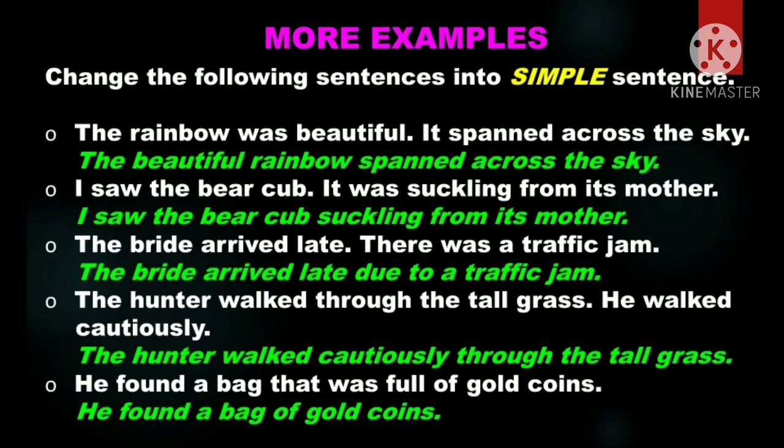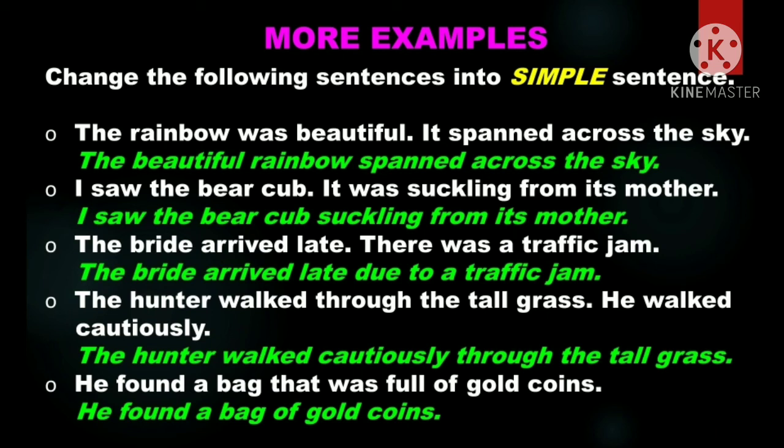The first one is change the following sentences into simple sentence. Look at the example. The rainbow was beautiful. It spanned across the sky. When it changed as simple, then "the beautiful rainbow spanned across the sky." I saw the bear cub. It was suckling from its mother. When it changed as simple, then "I saw the bear cub suckling from its mother."